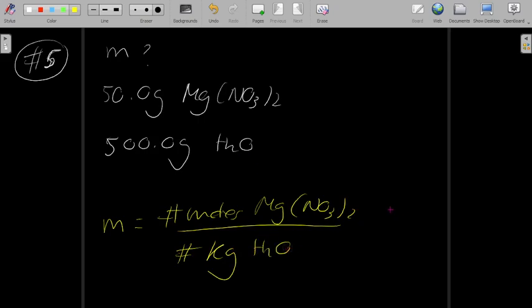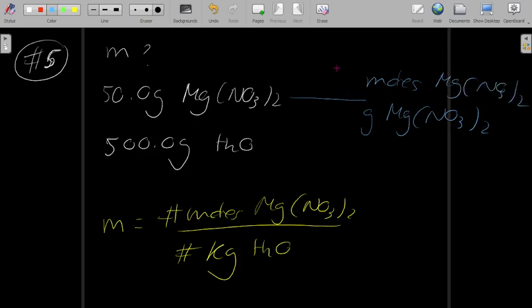Do we have what we need? Do we have it? Do we have moles? No, we have grams. Do we have kilograms of the water? No, we have grams. So we need to find those first before we can plug anything in. I don't want grams of my magnesium nitrate. I want moles of my magnesium nitrate.